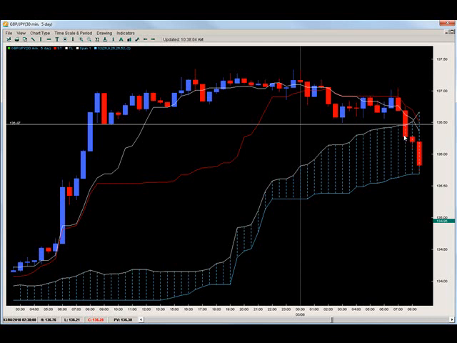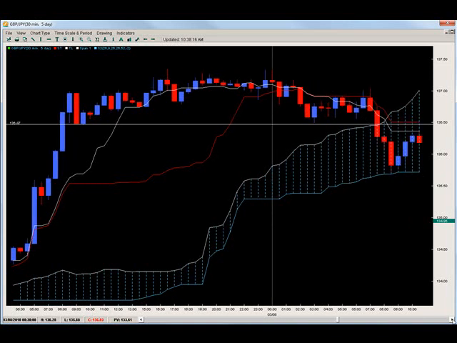It took about a half a candle to get through, a full candle here, and another one, and it touched the other side. This is what's interesting about it. And this is a very common thing that pairs will do when they break into the Kumo. It's often the case they will get to the Senkou Span B, hit the far end of it here, and this is the Senkou Span B, the blue colored line, and then push back. It does push back, right exactly at the Senkou Span B.